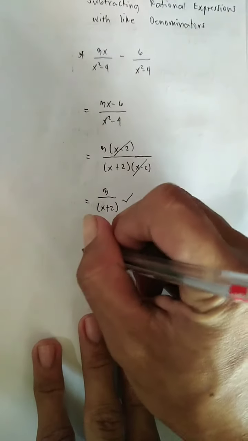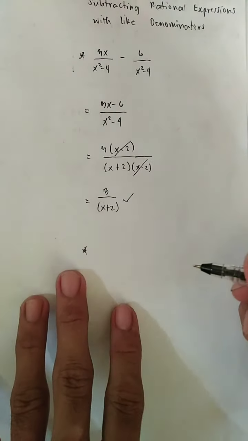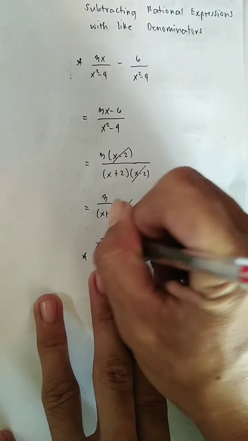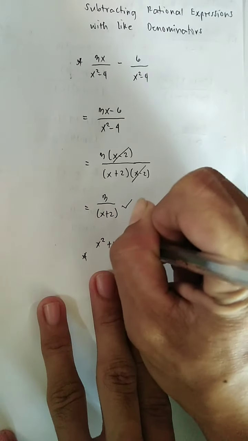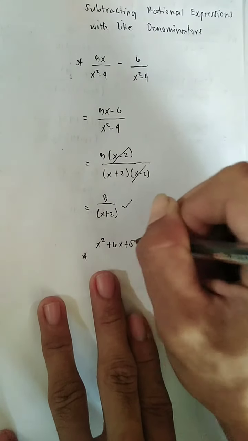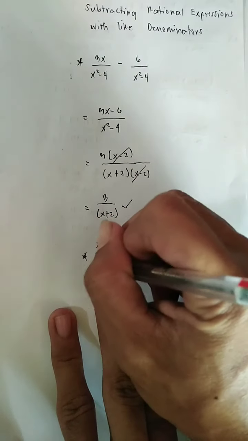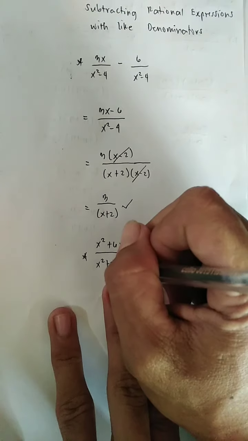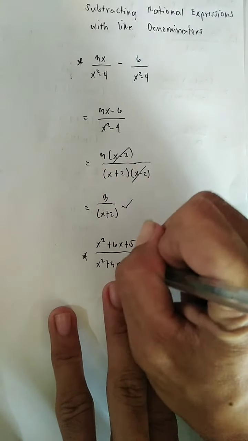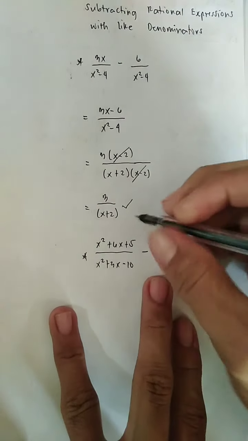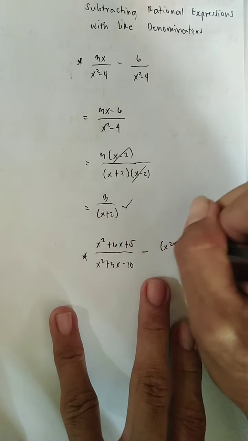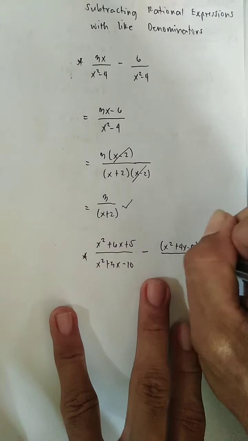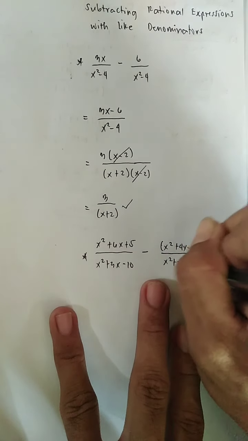Next, let's move to the second example of subtracting rational expressions with like denominators. Say for example, we have x squared plus 6x plus 5 all over x squared plus 3x minus 10, minus x squared plus 4x minus 5 all over x squared plus 3x minus 10.